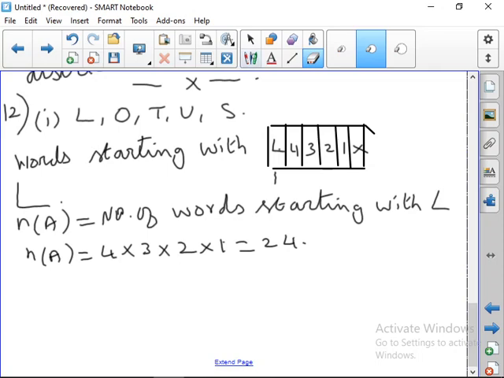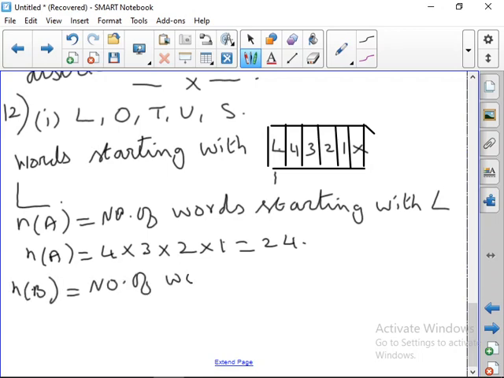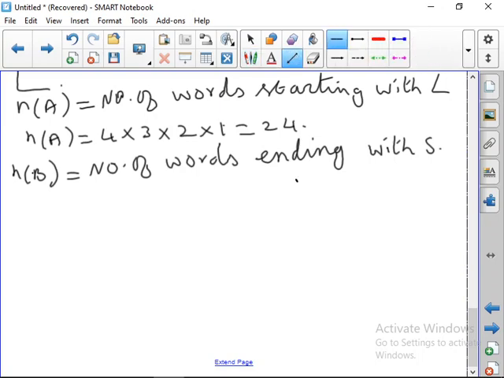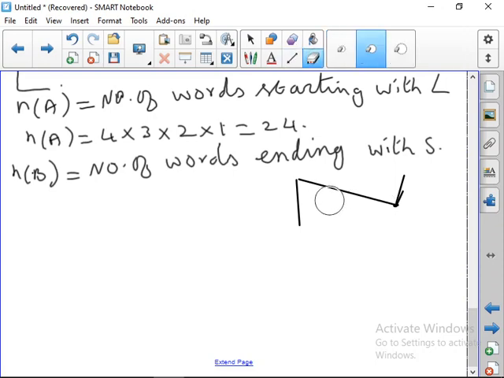So, now next we will consider n of B. So, let n of B be the number of words ending with S. Sorry, not starting with S, ending with S. Number of words ending with S. So, what about it? Sorry, it went wrong.